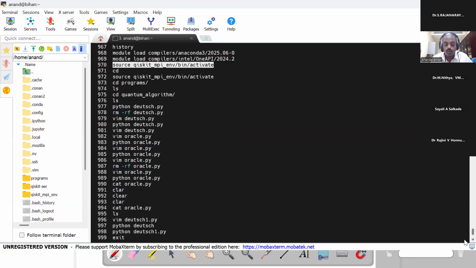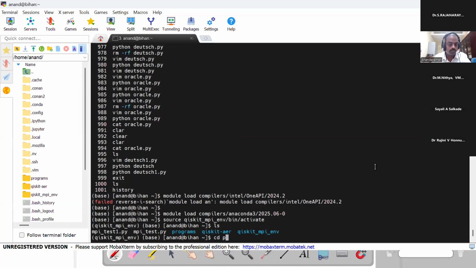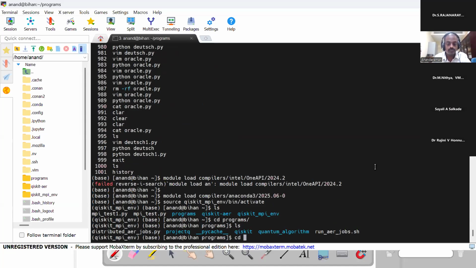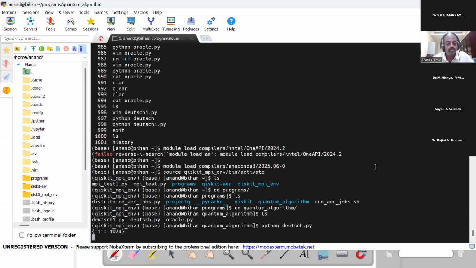So I'm just running Qiskit program. Qiskit is an IBM tool. Okay. Just running this Deutsch-Jozsa algorithm. Okay. So this is the oracle implementation. Are you able to see the output? So now I'm getting the result 1. Okay. And this 1024 is, I'm running the circuit for 1024 times. Why? This is the number of shots.